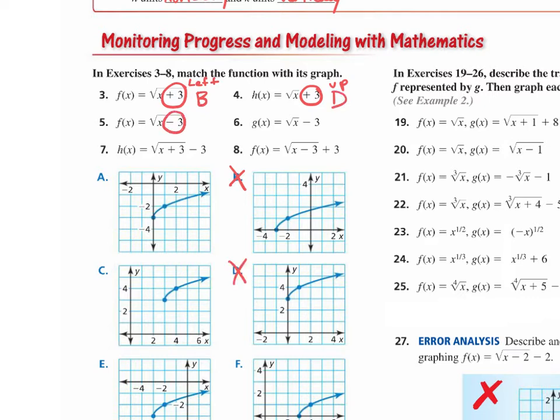-3 on the inside tells us we go which way? Right. Which graph do we move right 3? F. -3 on the outside? Down 3. And which graph do we go down 3?